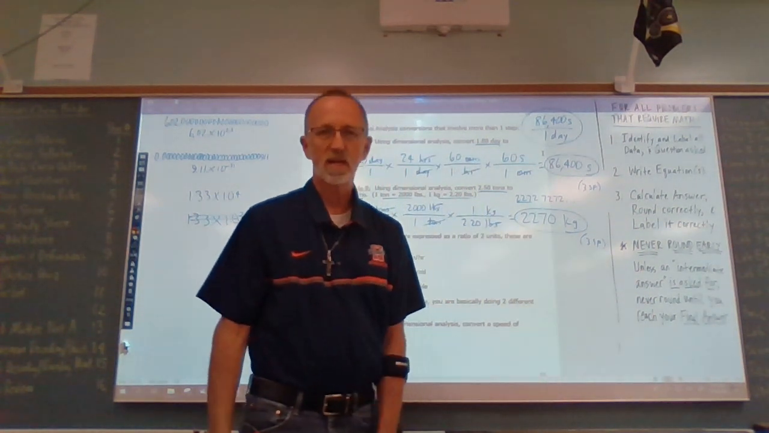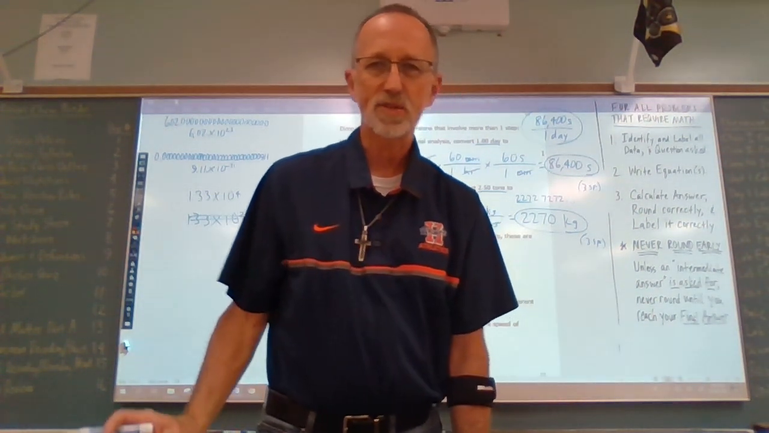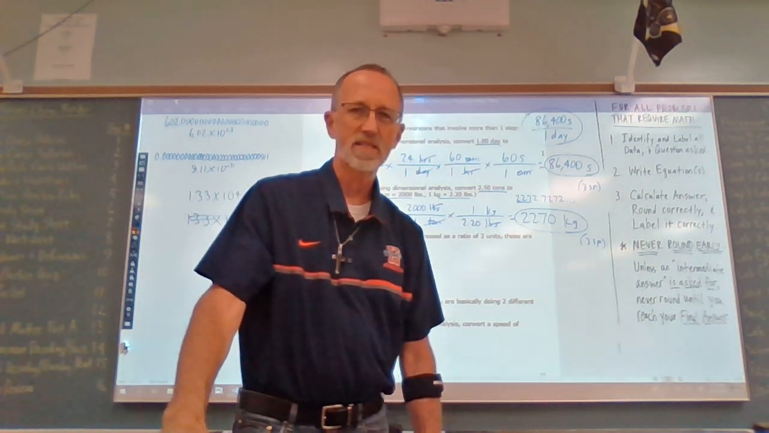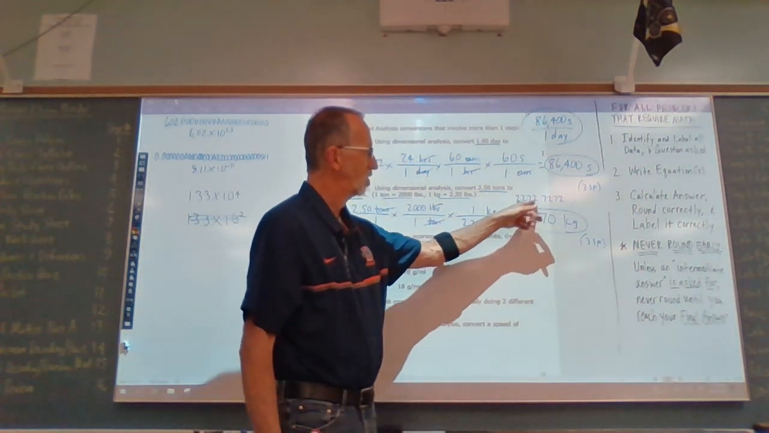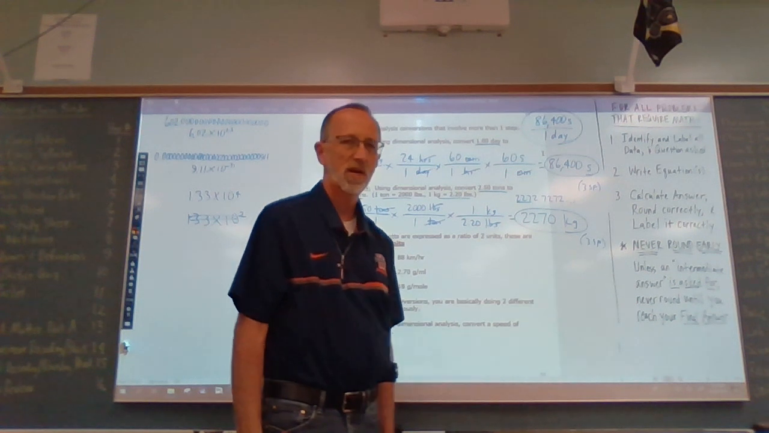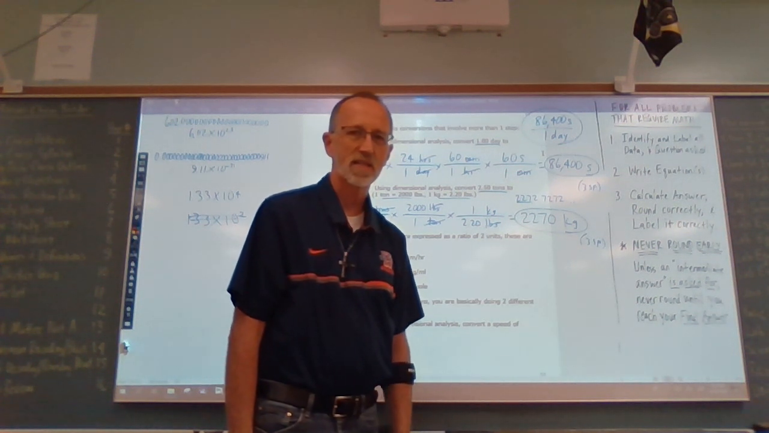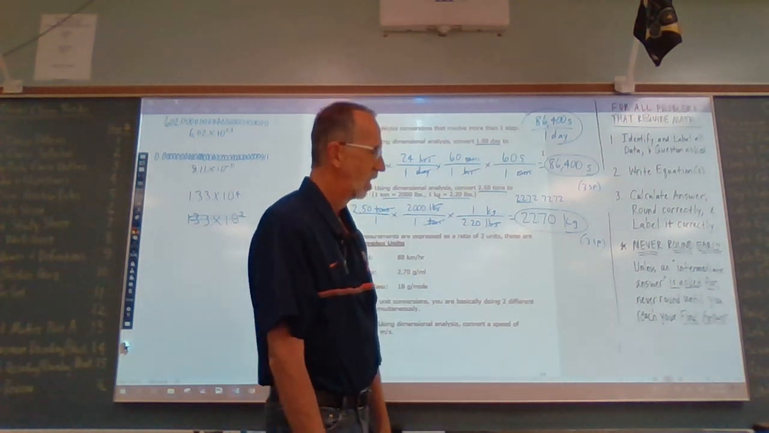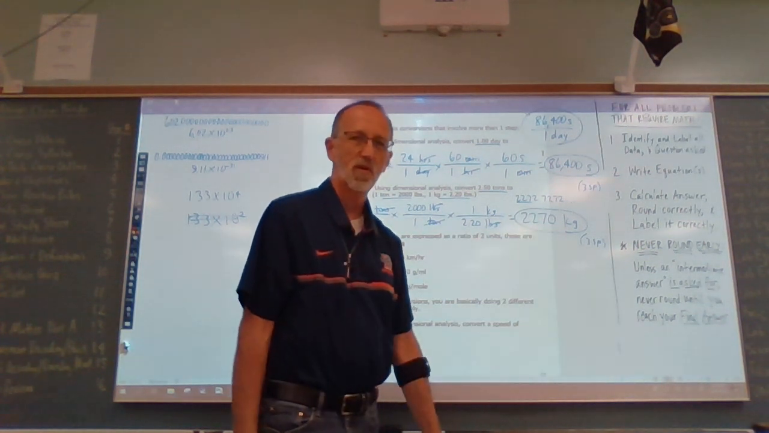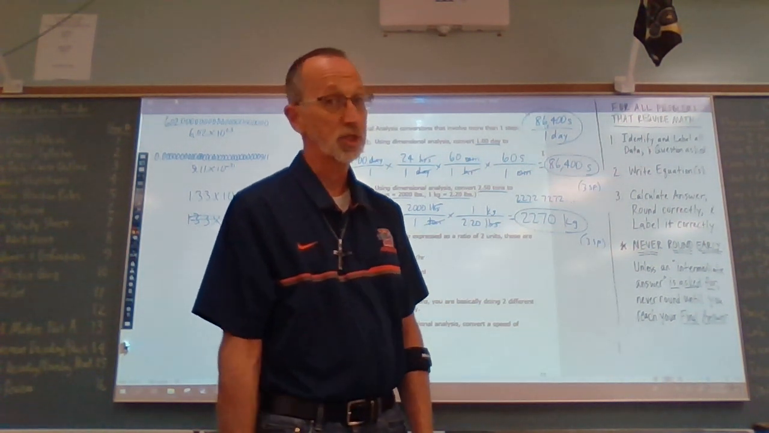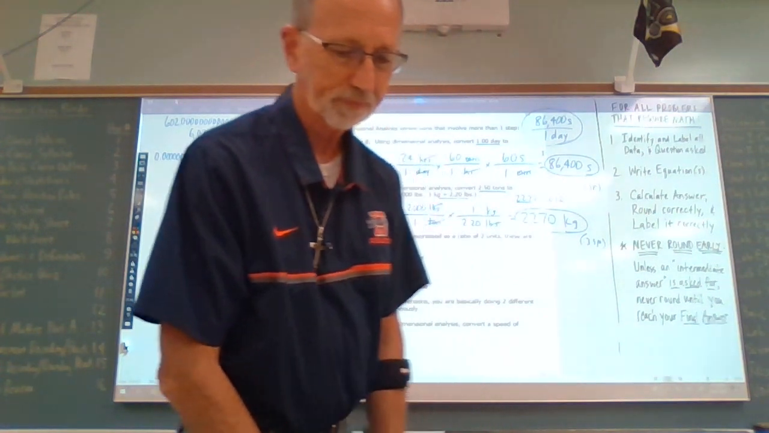Good little practice there on sig figs and placeholder zeros. Very necessary. You can't round 2,272 down to 227. That sounds kind of silly. It is, all right? That's what that placeholder 0 is for. It's not significant, but it sure is important, all right?